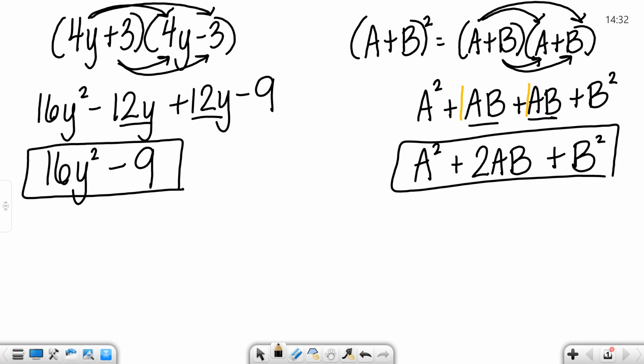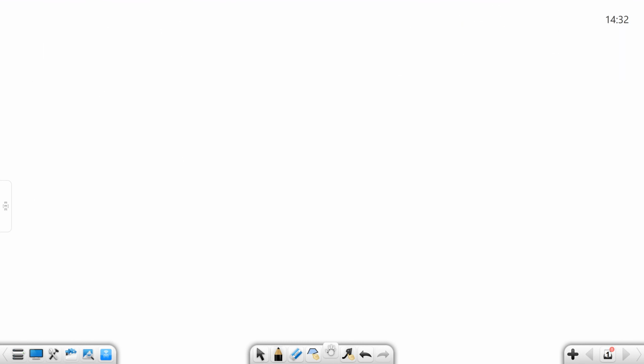And the same thing goes for if that was a subtraction. Don't just say a squared minus b squared. Let's actually do the FOIL. So let's do a problem with a subtraction that actually has some numbers in it. All right, let's try just x minus 4 squared. Okay, just x minus 4 squared.